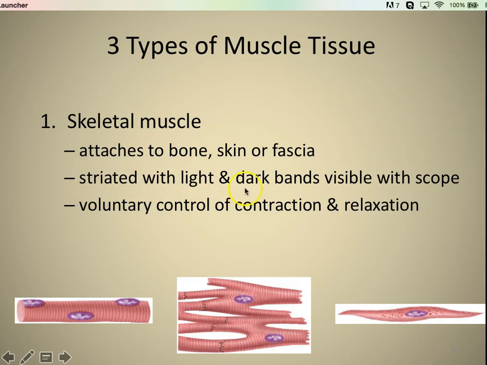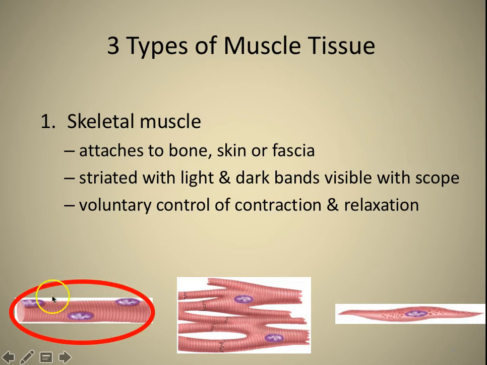You have these alternating light-dark bands. We should have seen this underneath the microscope. And then it's voluntary. So you tell your arm to move. It doesn't just all of a sudden move on its own, right? So you tell it to contract, relax.